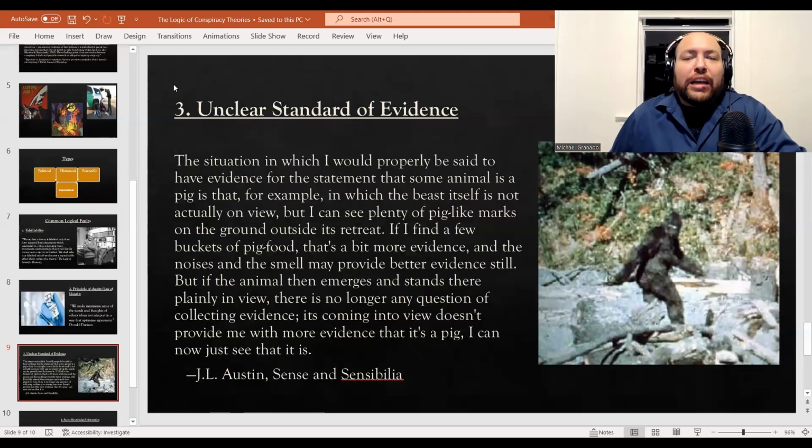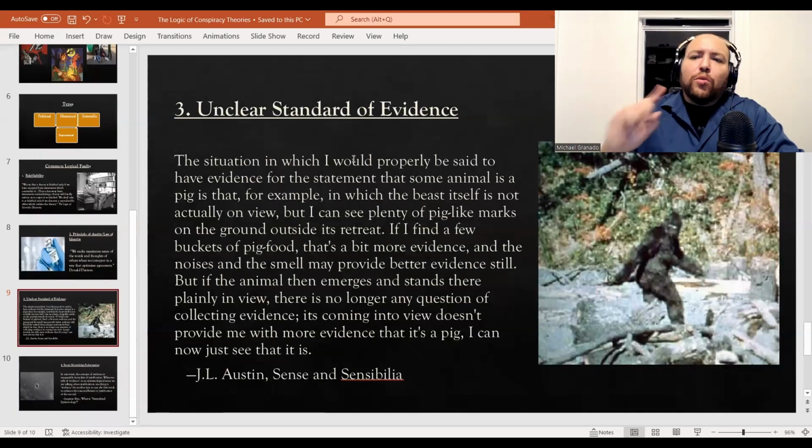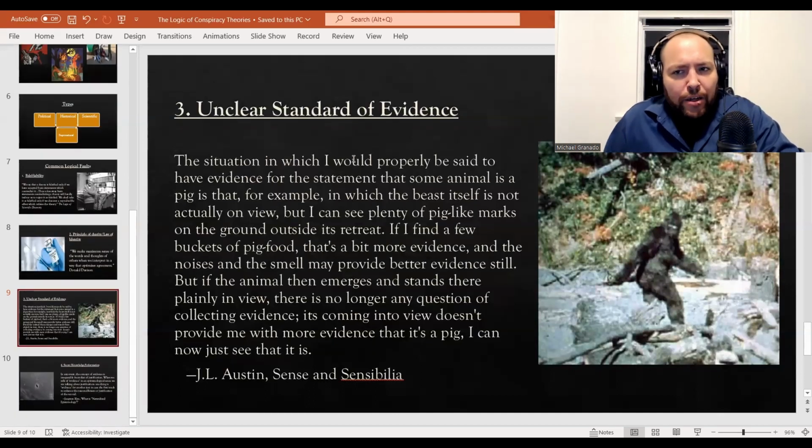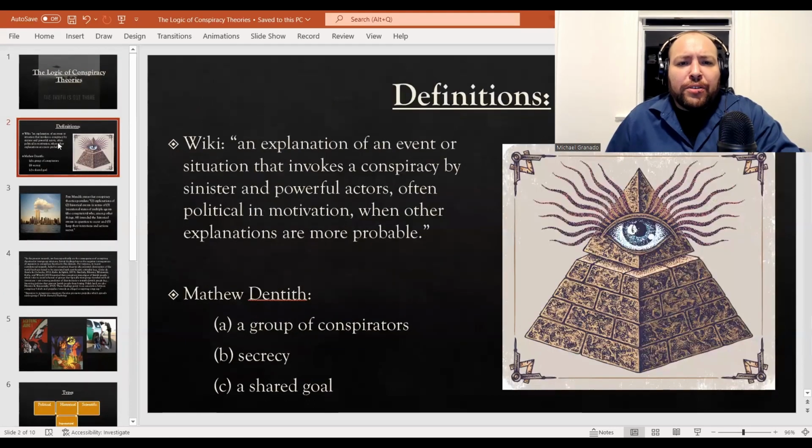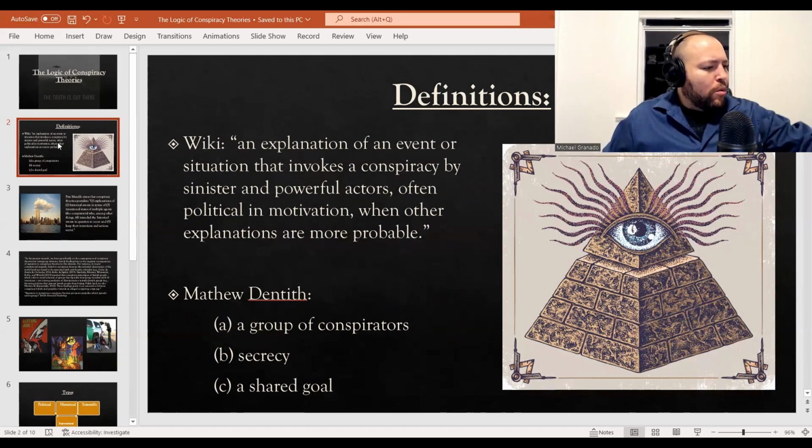What I mean by unclear standard of evidence is what I was talking about before. In some situations, going back to that Wikipedia definition again, one of the issues that conspiracy theories have is they seek to explain something when other explanations are more probable, when we have reason to believe that other explanations are more probable.